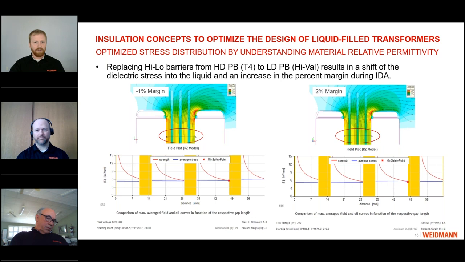So looking at an example, if we replace the high-low barriers between two windings, exchanging high-density pressboard, T4, with low-density pressboard, HiVal, resulting in the shift of the stress, you ultimately see an increase in the percent margin during the insulation dielectric analysis, or IDA, shown here on the left, looking at a field line in the high-low space under the uniform field. So we're not looking at the effect of the static rings or the end of the windings, but looking in a uniform field area. With T4, in this case, there was a negative 1% margin, and simply exchanging that T4 material with HiVal, the margin was increased to 2%.